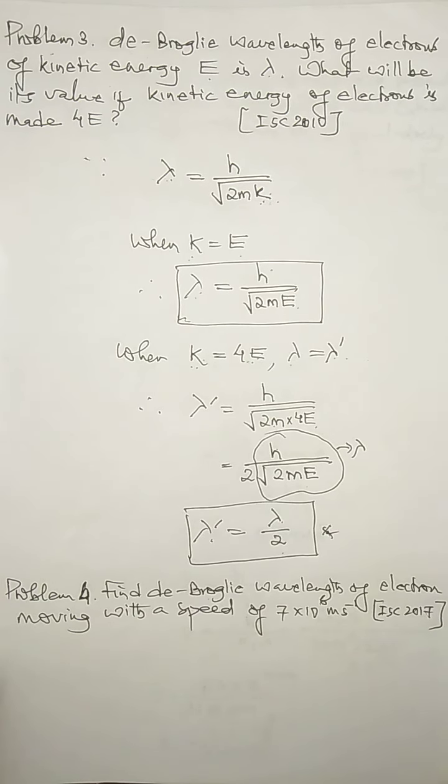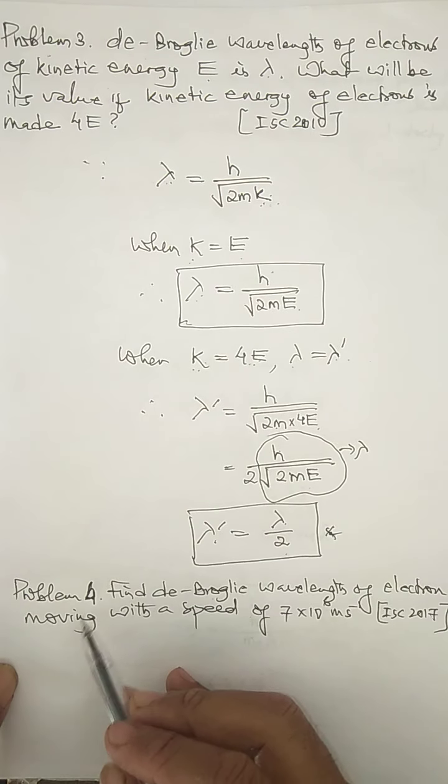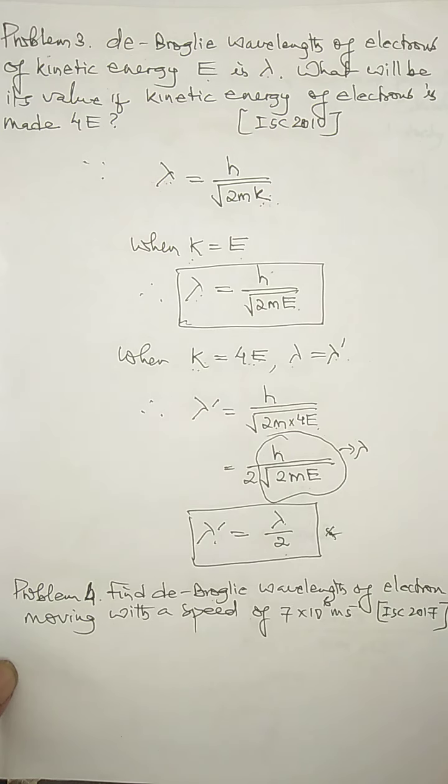And children, we will be solving problem number 4, and this is also a problem based on determining de Broglie wavelength. From this chapter, basically in the ISC examination you will be asked to measure de Broglie wavelength only. And this question came in ISC 2017 also.